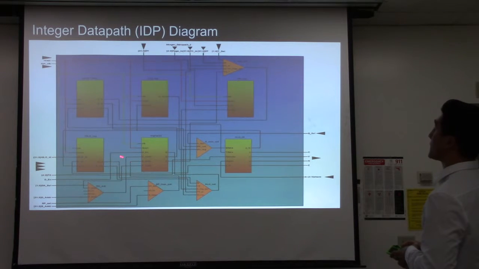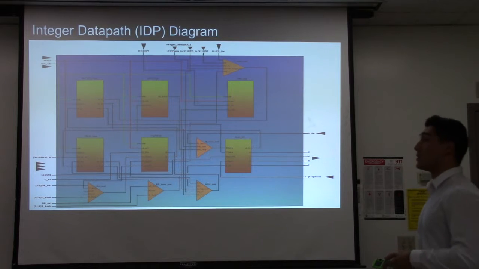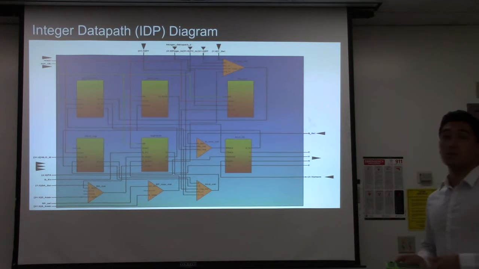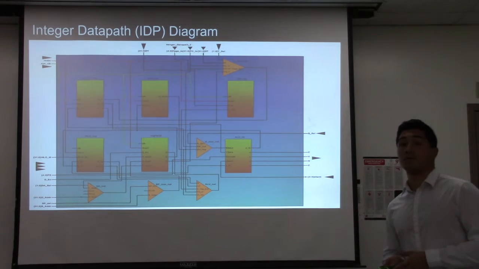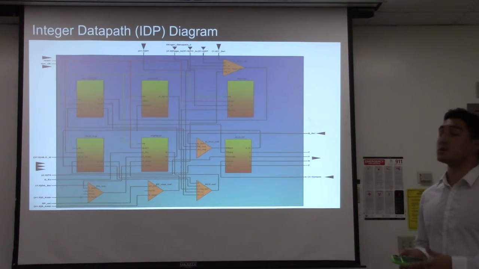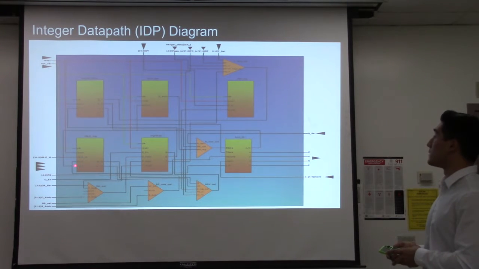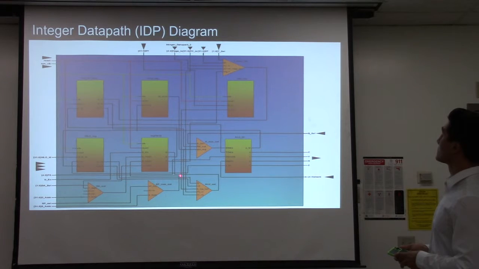And I'm going to go over the high-low register over here. This is used when we have a multiply or divide function. For a multiplication function, we're taking the 64-bit value and splitting it into the high and the low. And for division, it's used as well. And yeah, that's pretty much it.